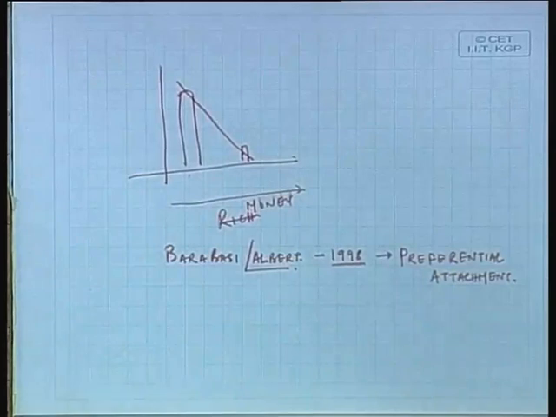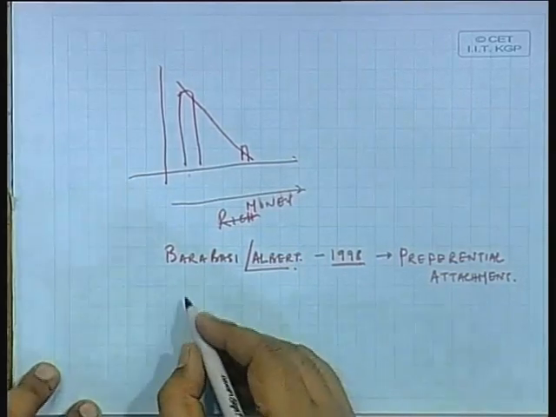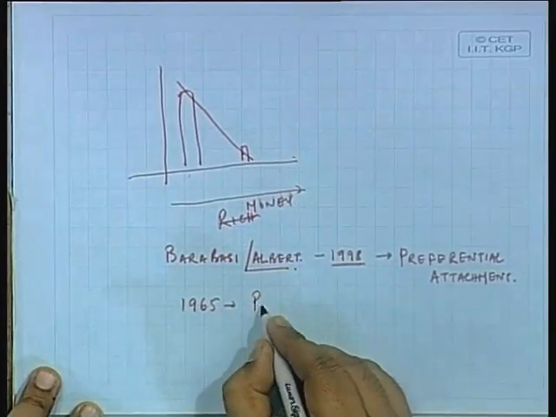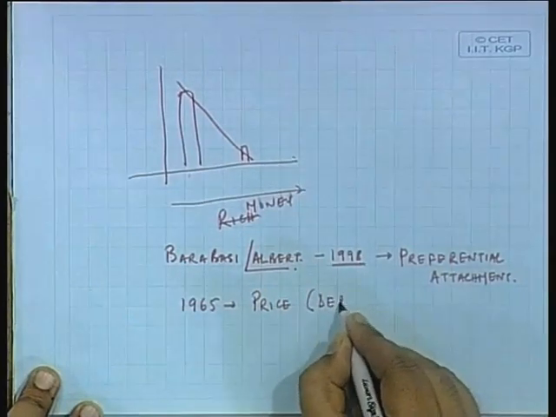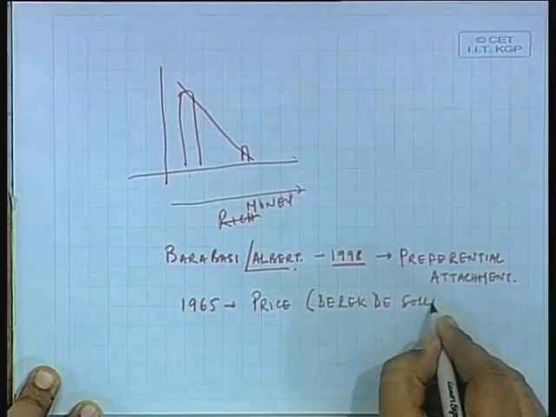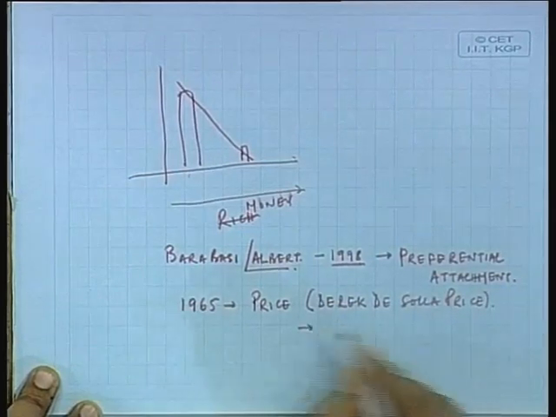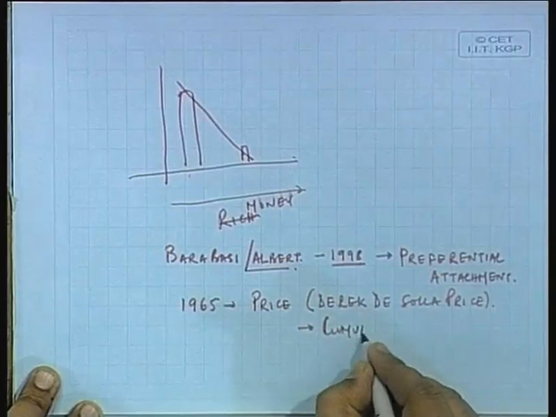Then people took a lot of interest, and found that this had been discussed a long time back, in 1965, by Derek de Solla Price, and he talked in a different lingo. He talked about cumulative advantages.